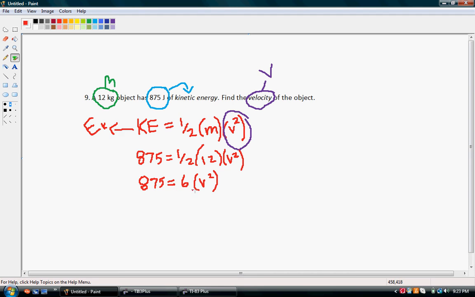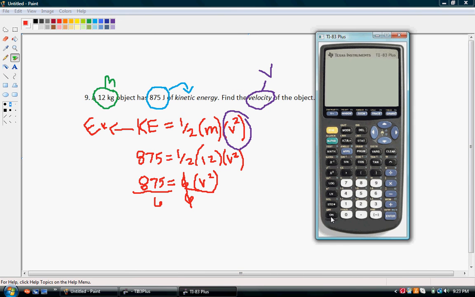So our next step is we're trying to get this v squared by itself so that we could take the square root and solve for the velocity, but it's being multiplied by this 6. So in order to get rid of this 6, we have to divide both sides by 6. Over here, these cancel out, so we get 875 over 6. So we'll take our calculator and divide 875 by 6, and we get 145.8.